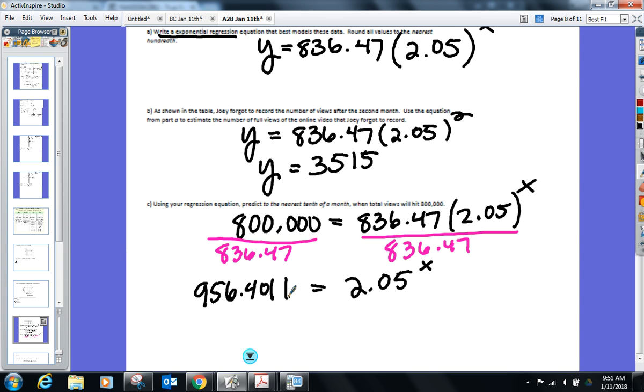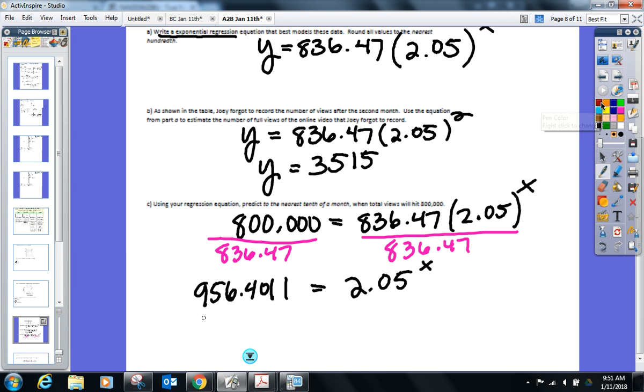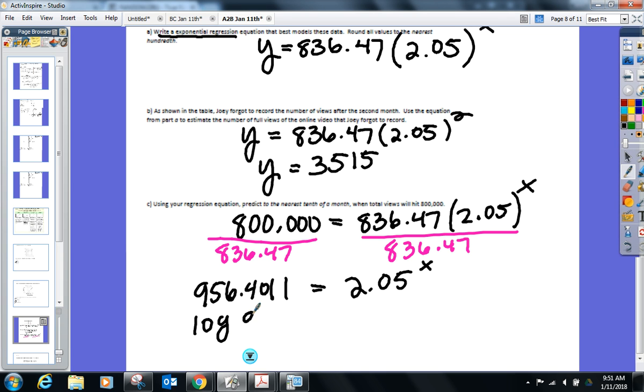How do I get the x down now? Log both sides. Ready? Log 956.4011 equals, what's that going to look like on the right side? I want to get it down. What's it going to look like? X times log of 2.05. Yep.